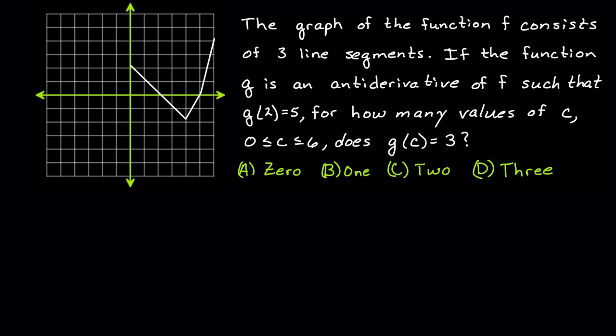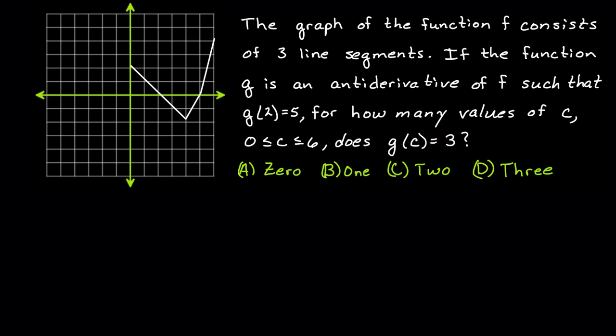All right, so this next one, just kind of read through this. We have a graph that is given to us. This is going to be the graph of f. So the graph of the function f consists of 3 line segments. If the function g is an antiderivative of f such that g of 2 is equal to 5, for how many values of c, where c is between 0 and 6, does g of c equal 3?